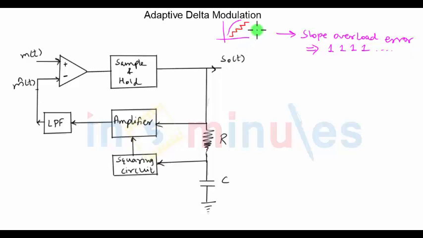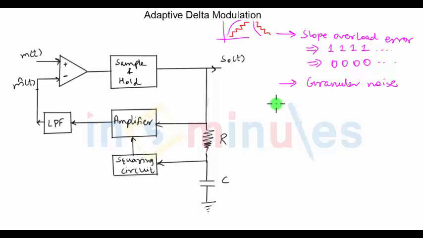Now this will be one case. On the other hand, it may also happen that m of t is reducing very fast. In this case m cap t can keep on decreasing at a constant step size, but it will not be able to catch up with the very fast decreasing m of t. In such a case, you can see m cap t will always remain above m of t, and hence this time I will get continuous logic 0 at the output side. So when you get continuous logic 0 at the output side, this again indicates that slope overload error is taking place.